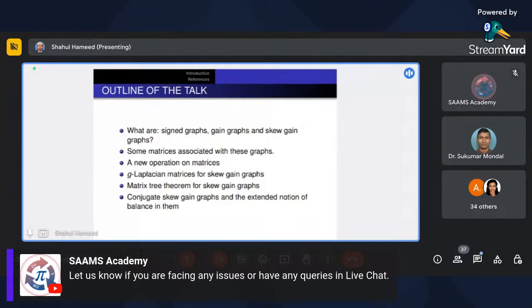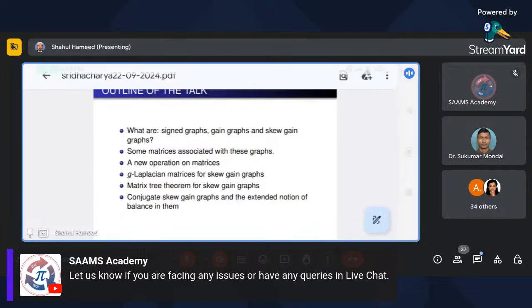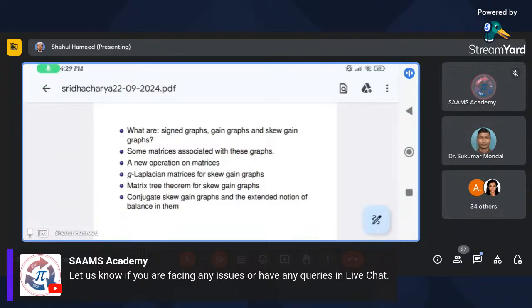Okay. Outline of the talk. I will first introduce these three structures: sine graphs, and then finally skew gain graphs. A particular case of skew gain graphs is what we are focusing on today. It is conjugate skew gain graphs. So skew gain graph is a much larger extension or generalization of graphs, sine graphs, and gain graphs.